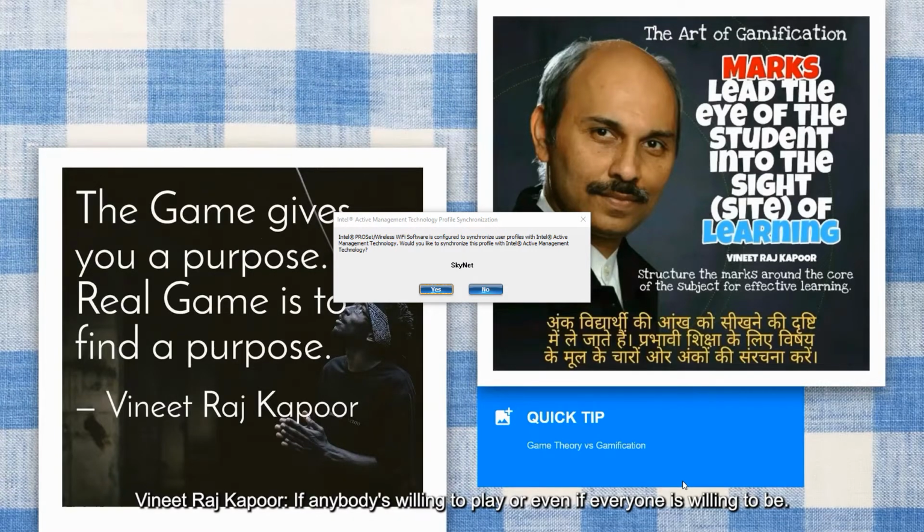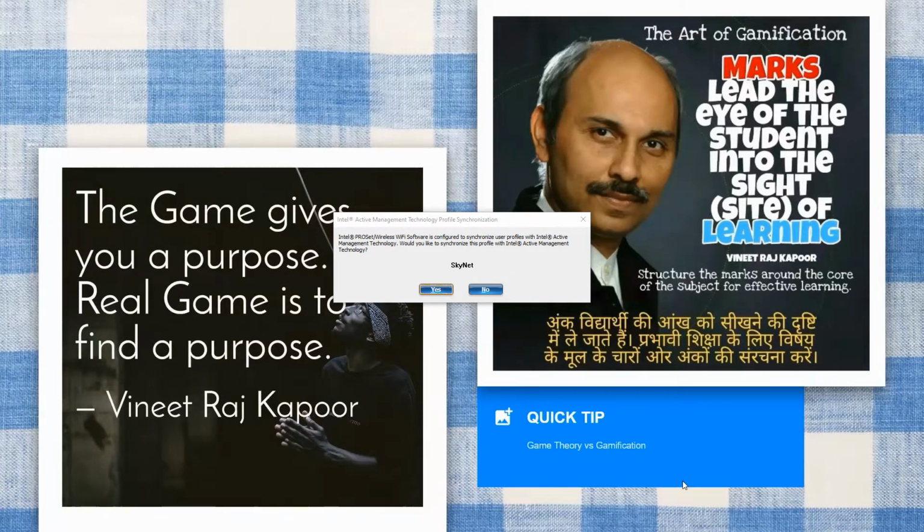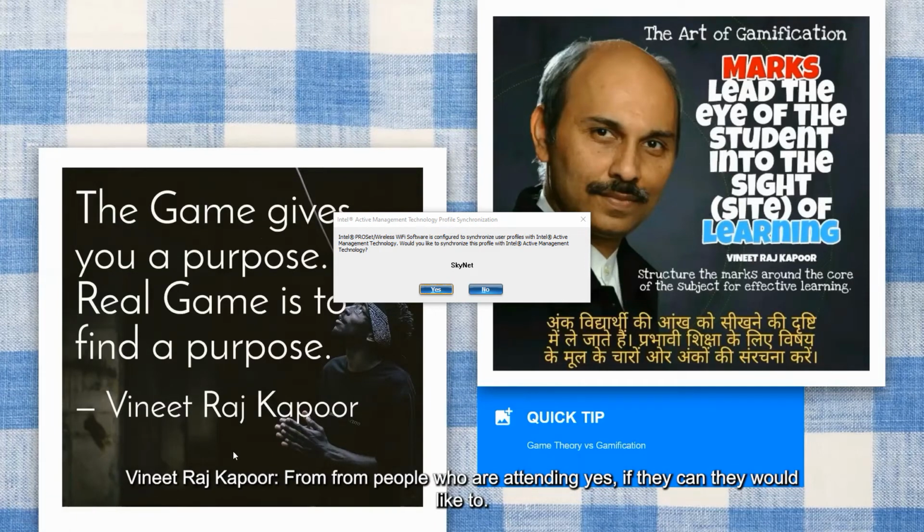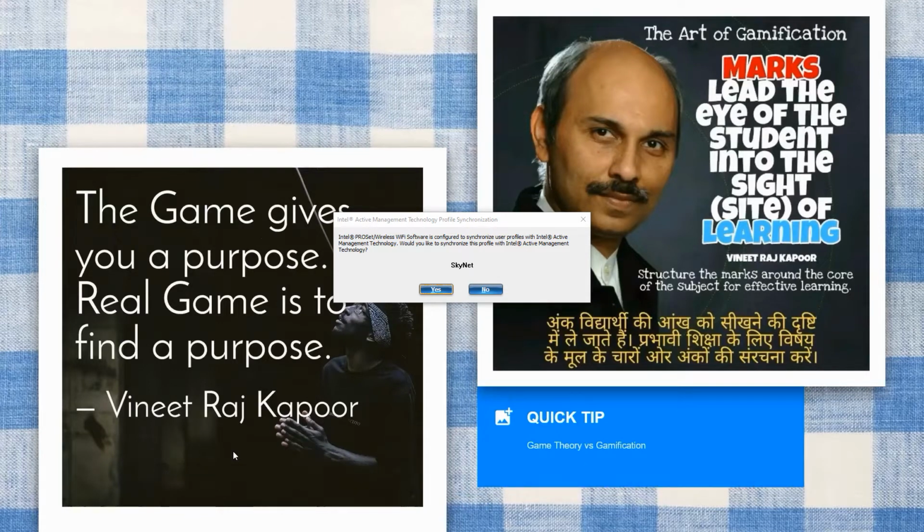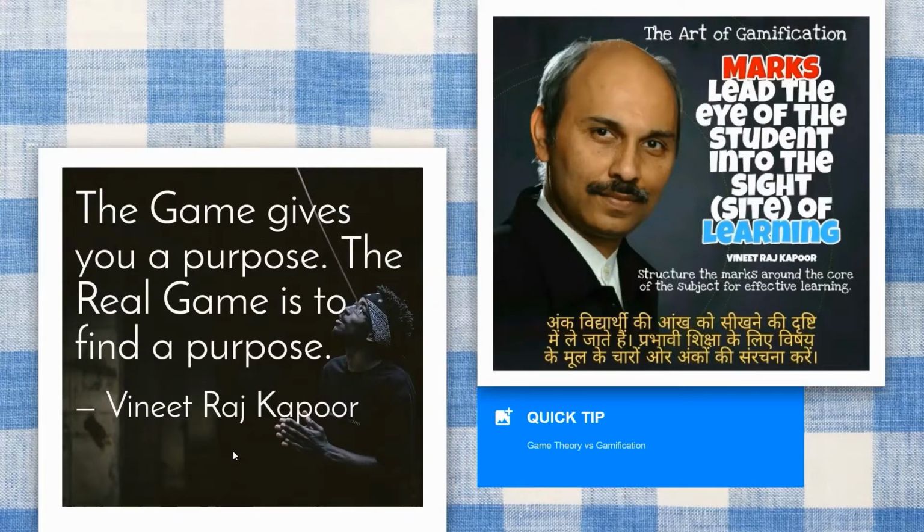If anybody is willing to play, or even if everybody is willing to play. Are you asking for volunteers from the people who are attending? Yes, if they can, they would like to take part in the short gamified game. I have a raised hand in the room. Can you also take virtual? Yeah. Okay, Karen, sure.